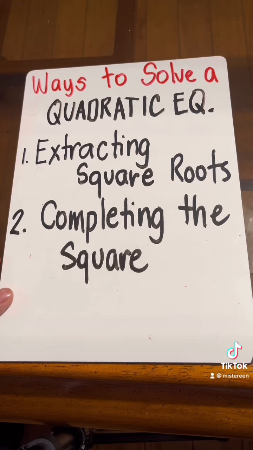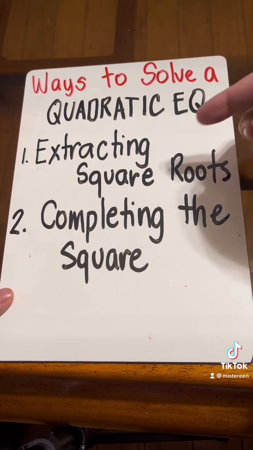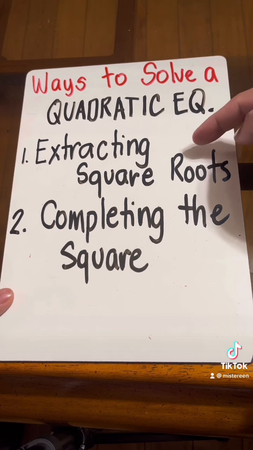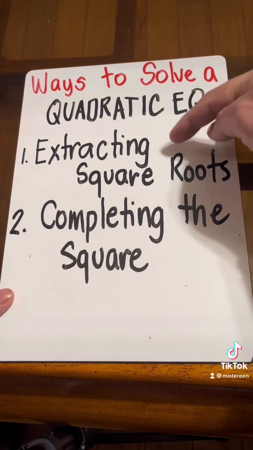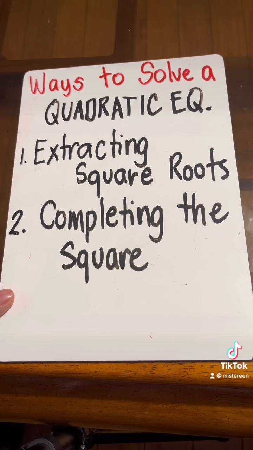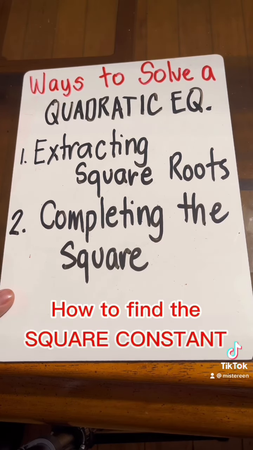Speaking of ways to solve a quadratic equation, there are actually different methods that we can use. In the previous video, you've seen how to solve a quadratic equation by extracting the square roots, and we use this when the bx term is missing. You can watch my other videos for this method. But for this video, we're going to learn about completing the square, specifically how to find the square constant when you do completing the square. Let's look at an example.